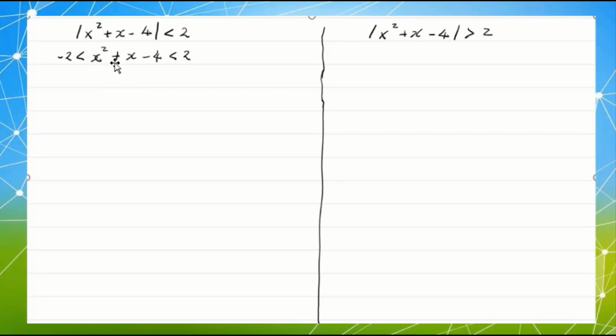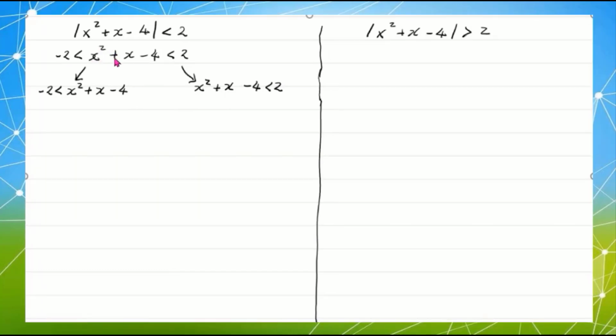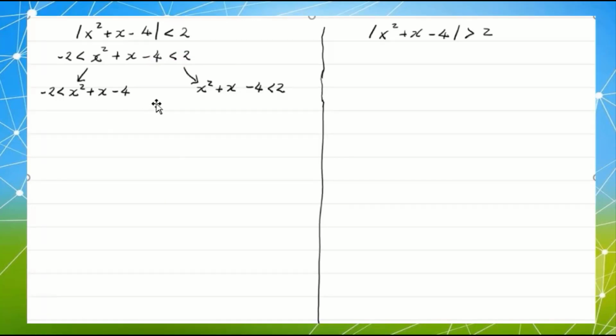So instead, we need to separate this inequality into two. The first one is the inequality on the left hand side, that is negative 2 less than x power 2 plus x minus 4. The second one is on the right hand side, that is x power 2 plus x minus 4 less than 2. Because this expression is greater than negative 2 and at the same time less than 2, the conjunction that we use here is AND.